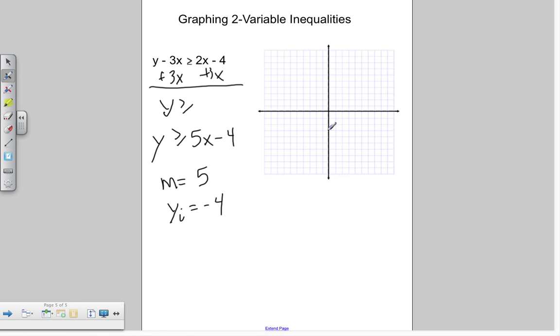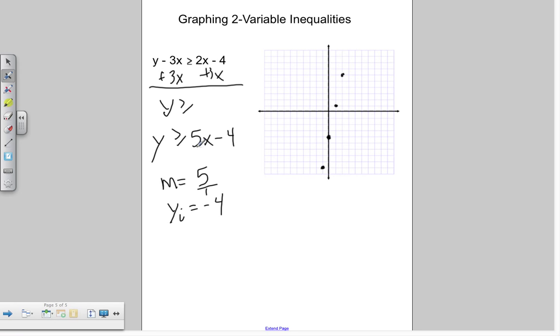So, -4 point. Slope is 5. Rise is 5. Run is 1. So rise 5, run 1, point. Rise 5, run 1, point. Rise 5, no more room. Drop 5, backwards 1. Okay, now I want to connect them. Would I do a dotted line? I don't know. Let's look.